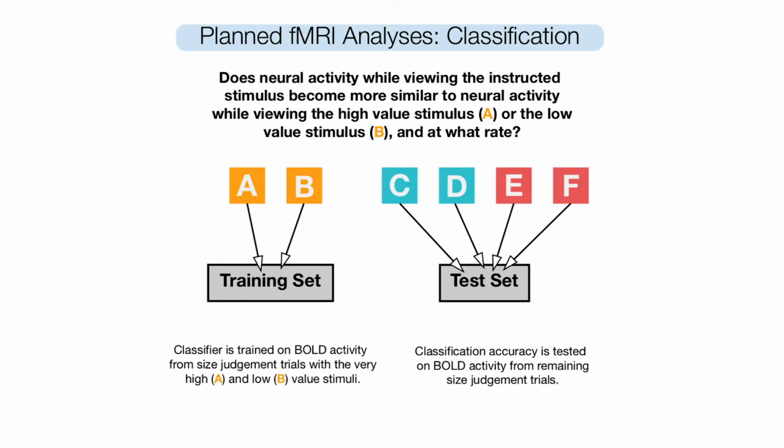With the classification analysis, we can assess whether neural activity while viewing the instructed stimulus becomes similar to the neural activity while viewing the very high and low value stimuli, so that's A and B. Assuming that neural activity in early visual cortex does indeed reflect value of learning, the rationale is that if a classifier is trained to classify neural activity as either A or B, then with learning, a higher value object, such as E, should be classified more frequently as A than as B. We can use this to infer on each size judgment block whether the neural response to instructed stimulus D is becoming more similar to A, and this would be biased learning, or to B, and this would be correct learning.